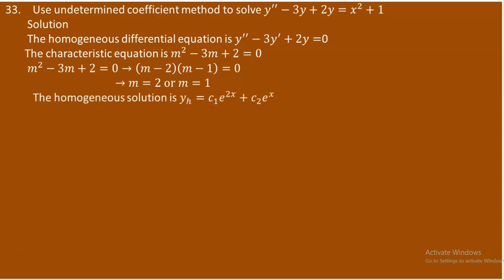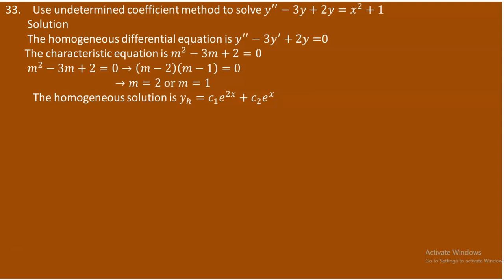So from this, the homogeneous solution can be the linear combination of e to the power of 2x and e to the power of x. So yh is going to be the homogeneous solution, and it is c1 e to the power of 2x plus c2 e to the power of x. So clearly the homogeneous solution is this. Now we need to determine the particular solution.